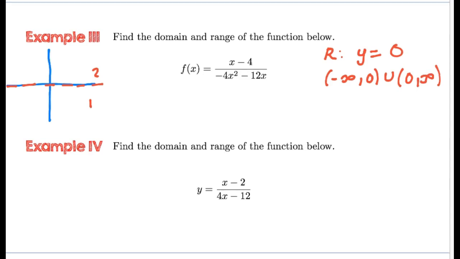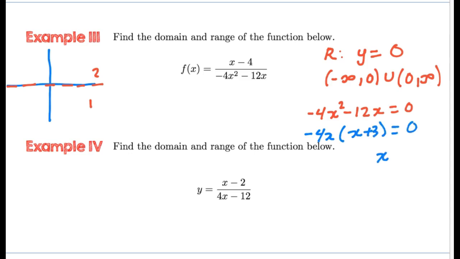I have to look at the vertical asymptote. My vertical asymptote is found when you set your denominator equal to 0. I'm going to factor out a negative 4x, and I'm left with x plus 3. So I have x equals 0 and x equals negative 3. Those are what might make my denominator 0. Those are my asymptotes.